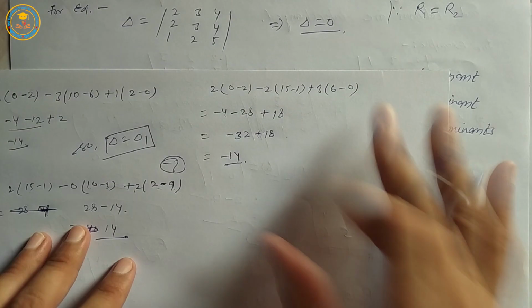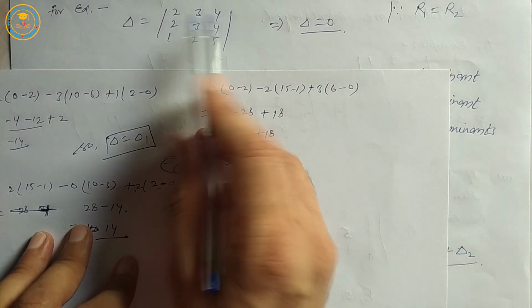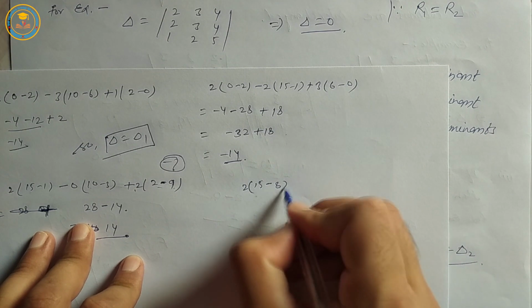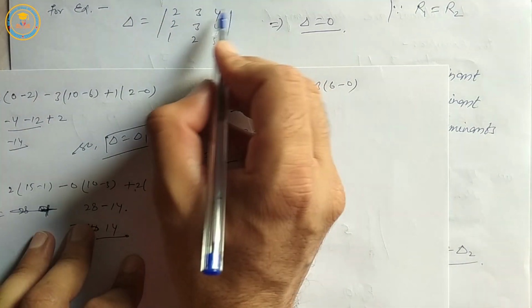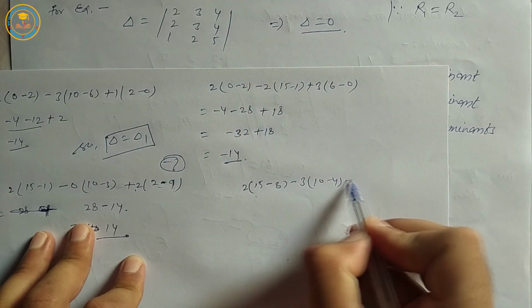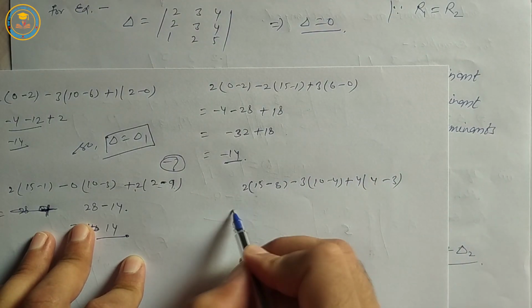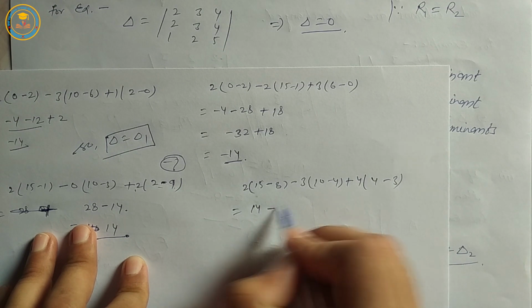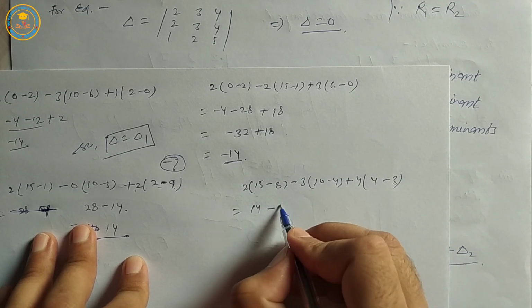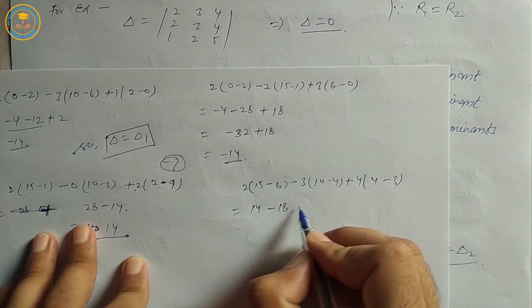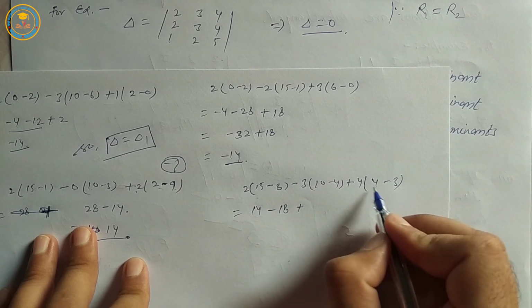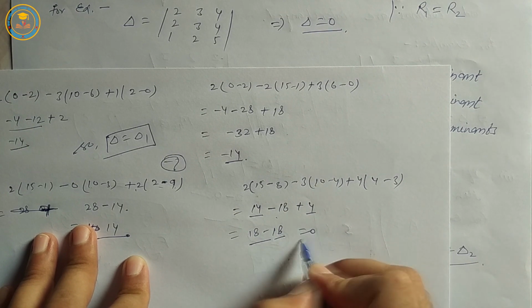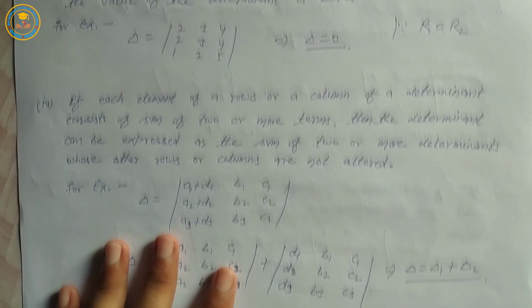Value of delta on expanding along R1: 2 into 15 minus 8, minus 3 into 10 minus 4, plus 4 into 4 minus 3. 15 minus 8, 7, 7 into 2, 14, minus 10 minus 4, 6, 6 into 3, minus 18, plus 4 minus 3, 1, 1 into 4, 4. 14 plus 4, 18, minus 18, 18 minus 18 is equal to 0. It means delta is equal to 0.